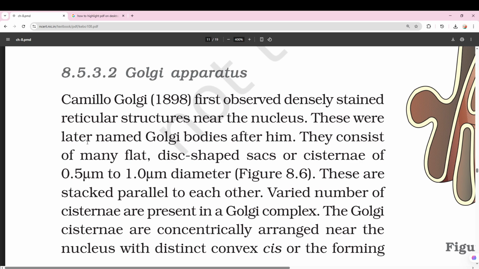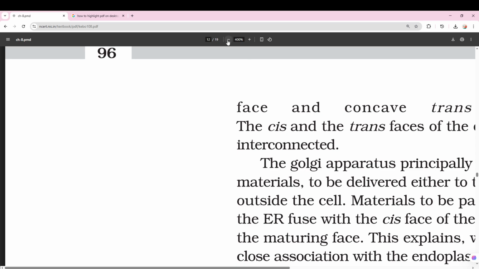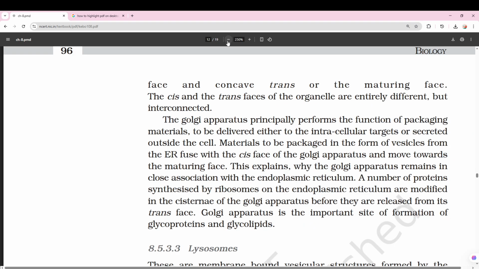The Golgi complex or the Golgi cisternae are concentrically arranged near the nucleus with the distinct convex cis or the forming phase and concave trans or the maturing phase. The cis and trans phases of the organelle are entirely different but interconnected.